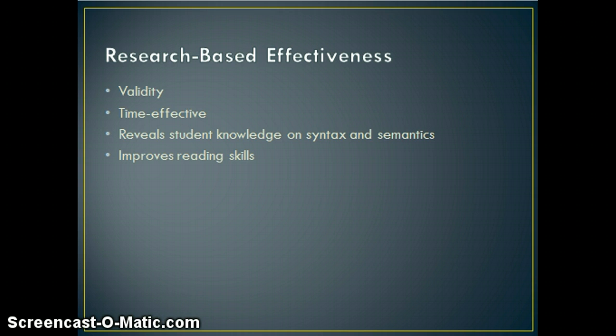The research that backs up the effectiveness of this strategy often mentioned the validity of the Cloze procedure, the time effectiveness, and the way it reveals student knowledge of syntax and semantics, and it also improves reading skills. So it's a good way to measure and also to improve and develop reading skills that are required while completing the Cloze procedure.